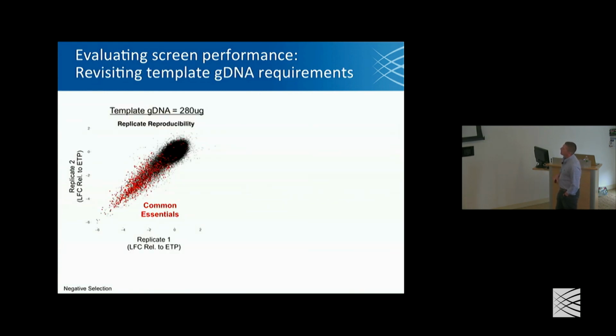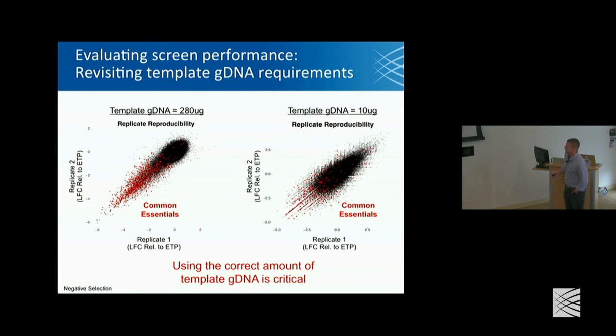Okay. Lastly, for negative selection screens, I just wanted to touch on the importance of using the right amount of template genomic DNA. So here we're looking at replicate reproducibility from your log fold changes, and these things are depleted. This was a screen that had an input of 280 micrograms of genomic DNA. If we were to do the same analysis just looking at 10 micrograms of genomic DNA, the exact same data, the exact same DNA, this is what the data looks like. So we're not sampling enough from the genomic DNA or from the cells that you screened, so you don't really have a good distribution, or you don't have this tight distribution around 0.